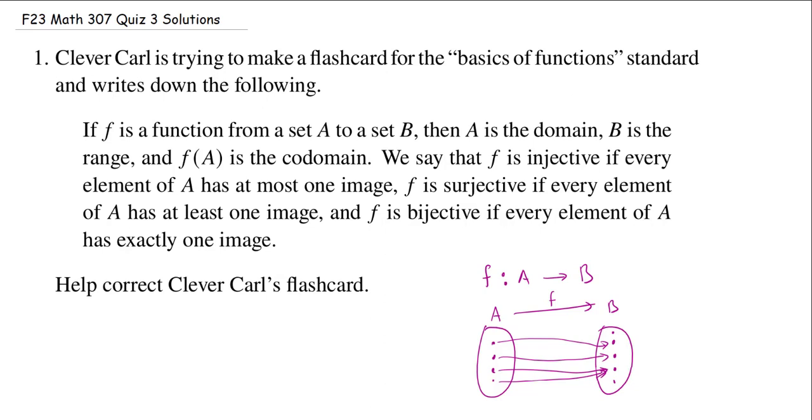All right, let's keep going with what Carl wrote. The first part seems pretty legit. He says, if f is a function from a set A to a set B, then A is the domain. Yeah, this guy right here we call the domain. Oh my goodness, Carl's on a roll. Okay, then B is the range.